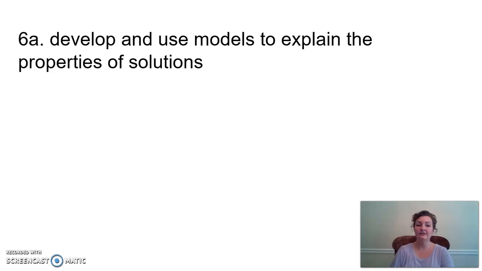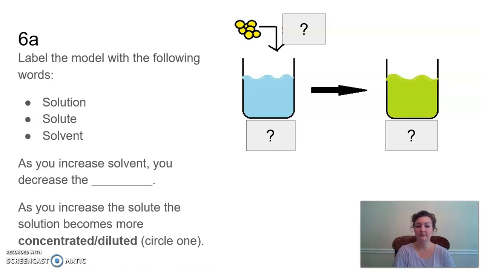6A says, I can develop and use models to explain the properties of solutions. So the very first thing on your AKS portfolio looks something like this. You have your very first model. It says label the model with the following words: solution, solute, solvent.